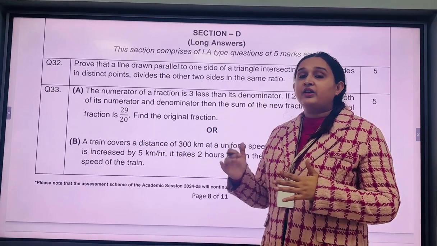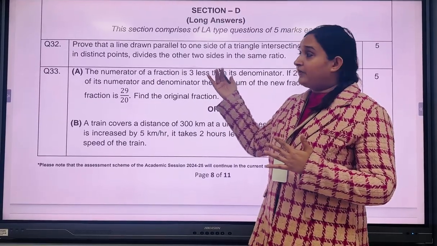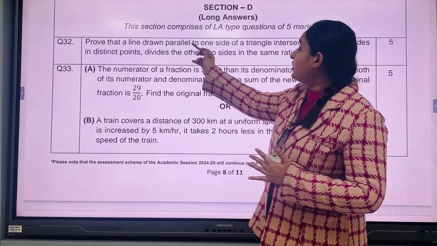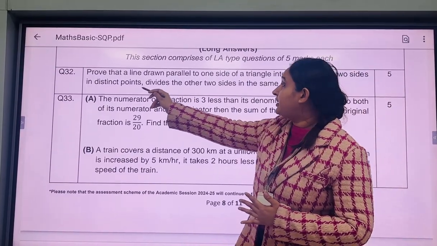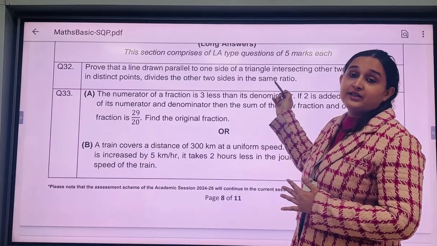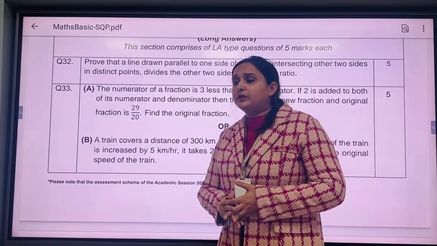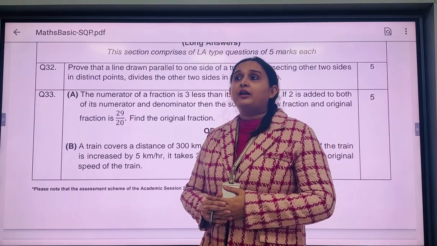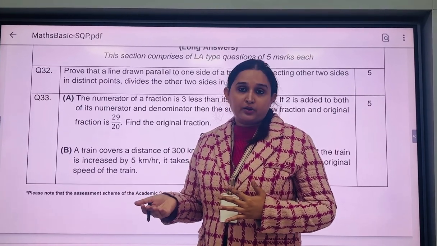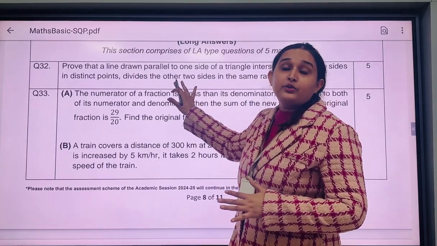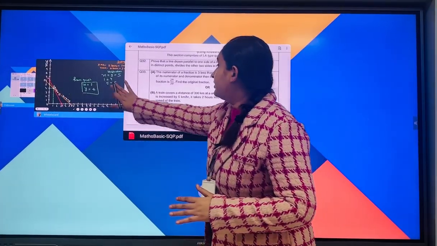It may come like "state and prove BPT theorem or Thales theorem", or the statement may be given like here: prove that a line drawn parallel to one side of a triangle intersecting the other two sides in distinct points divides the other two sides in the same ratio. It is also possible for standard students that an application based question comes from the converse of BPT theorem or BPT theorem, right? So today we are going to understand what BPT theorem states. So let's do that.